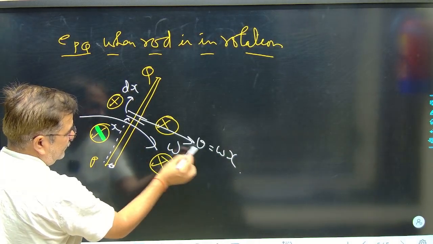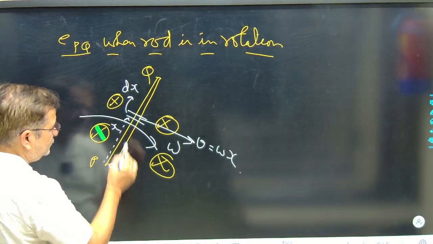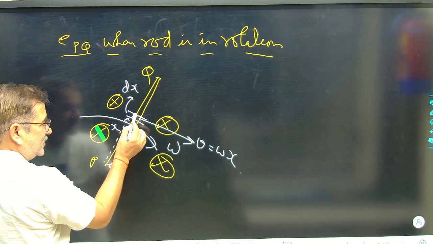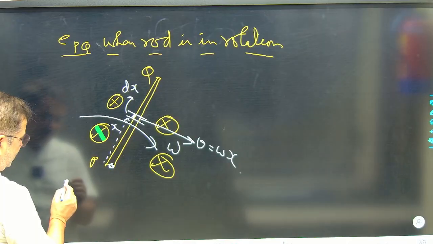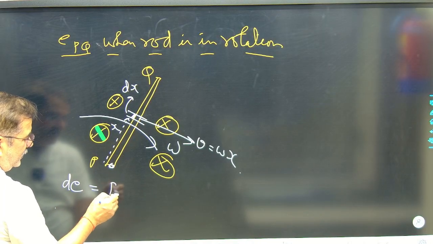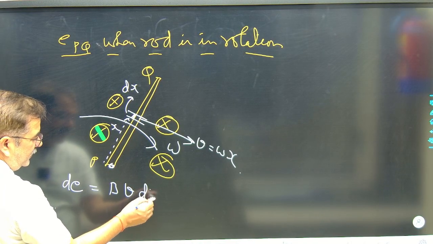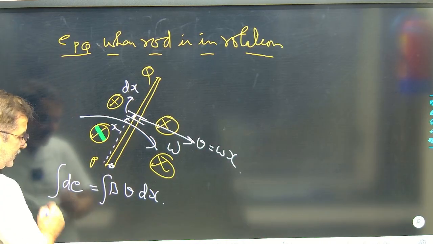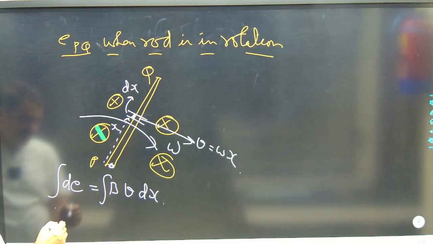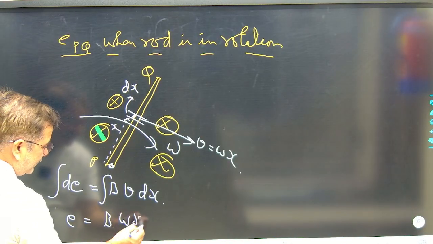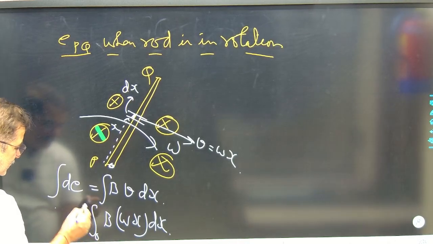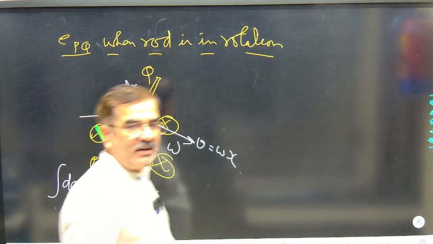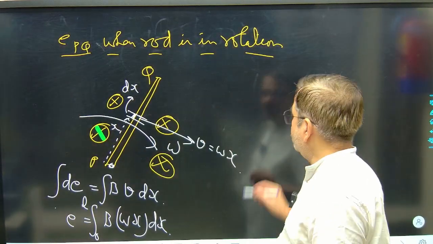Omega into x is the velocity in this direction and length dx is in this direction. Both are perpendicular to each other. Hence dE, the small EMF, will be B into V into dx. I will integrate and get the result. EMF E will be B, V is omega x, into dx. I will integrate it along the length of the rod, 0 to L, so I will get the net EMF due to this rotation.